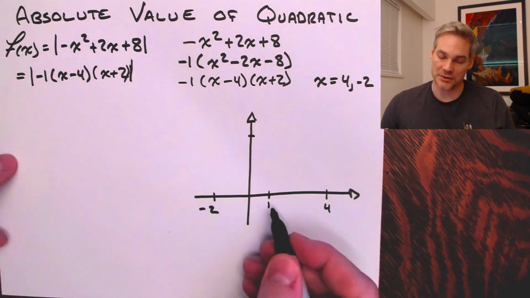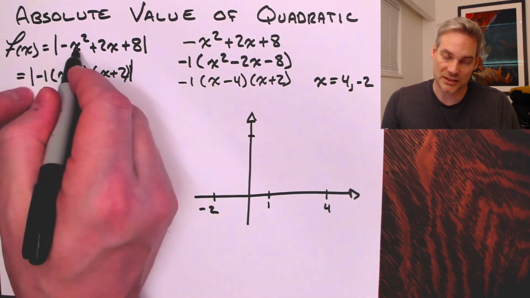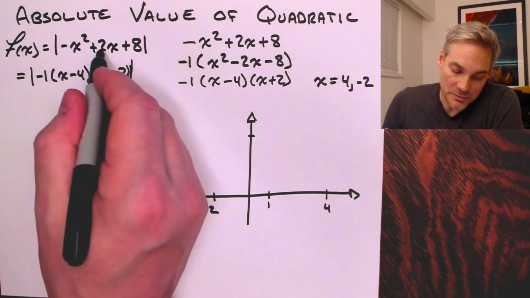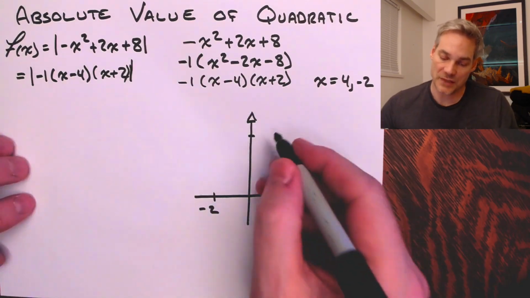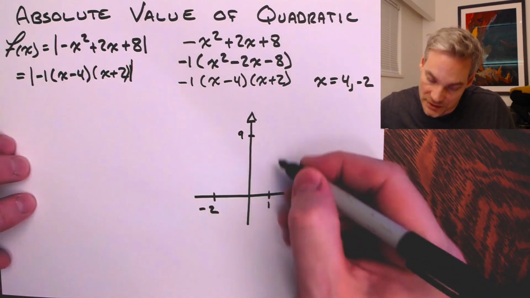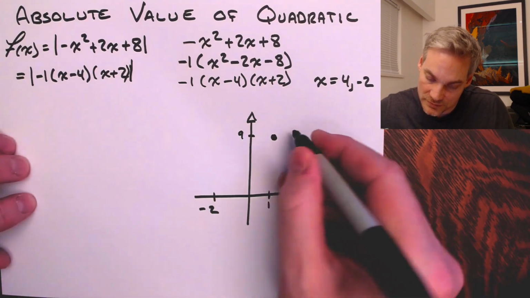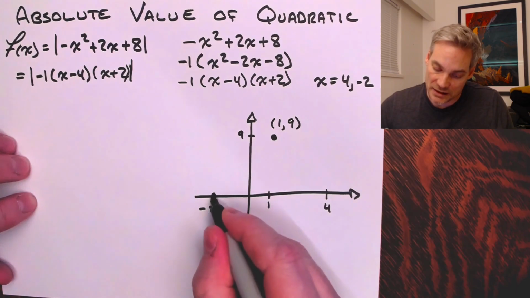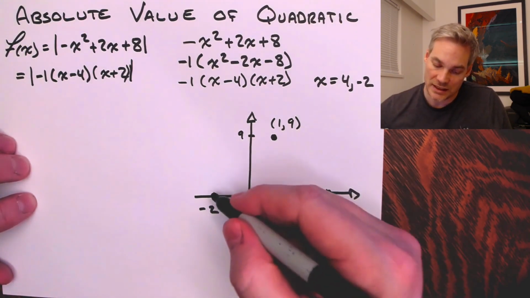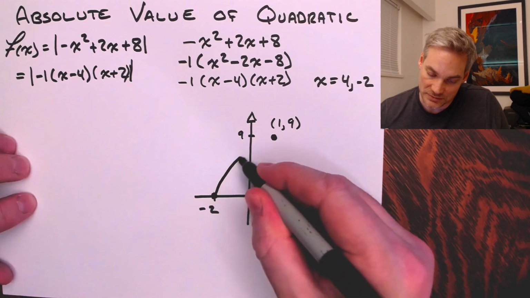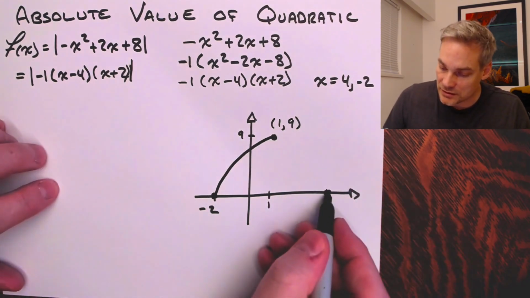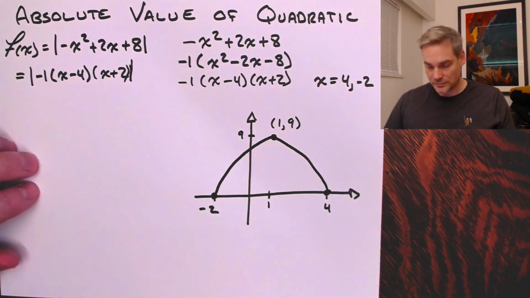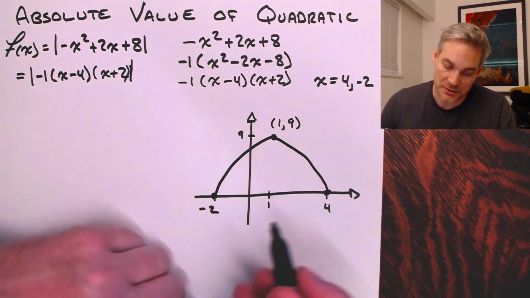And the vertex happens at 1, so I put this in here. So 1 squared is negative 1, plus 2 is 1, so it's at 9. So this is the vertex, and it's at 1 comma 9. These are my x-intercepts, and I know the parabola opens downwards. So this is what we've got so far.